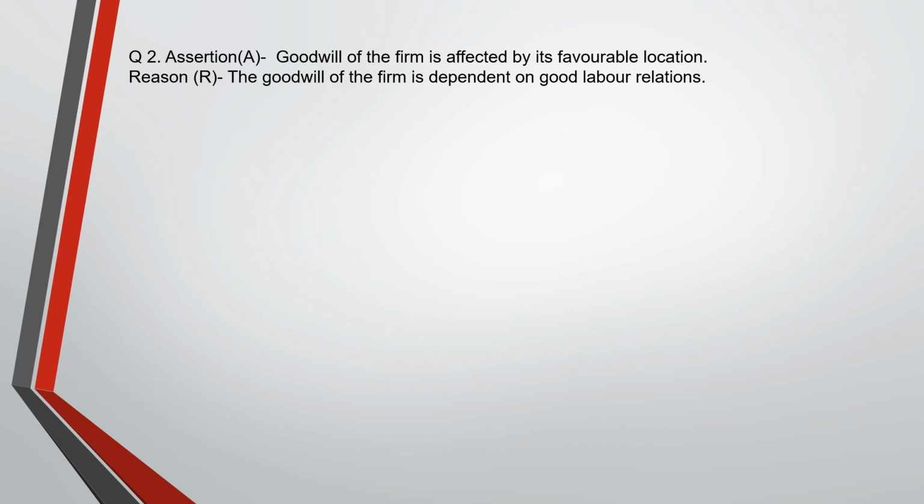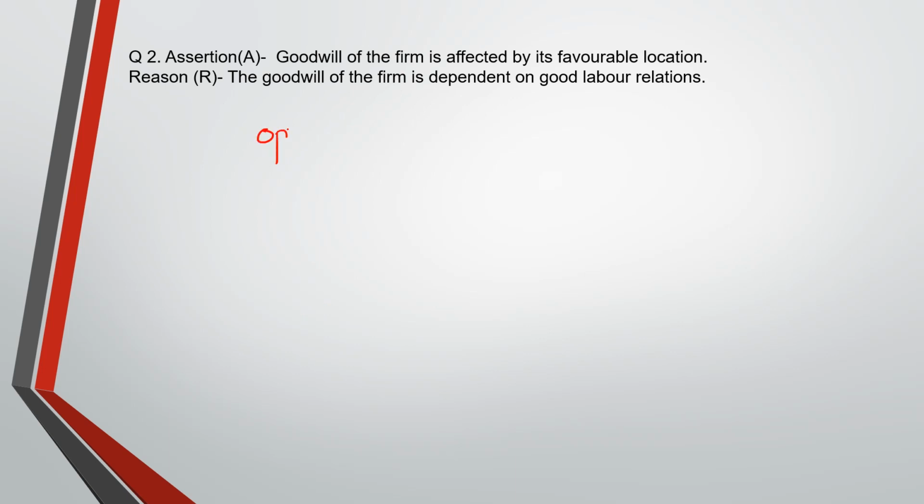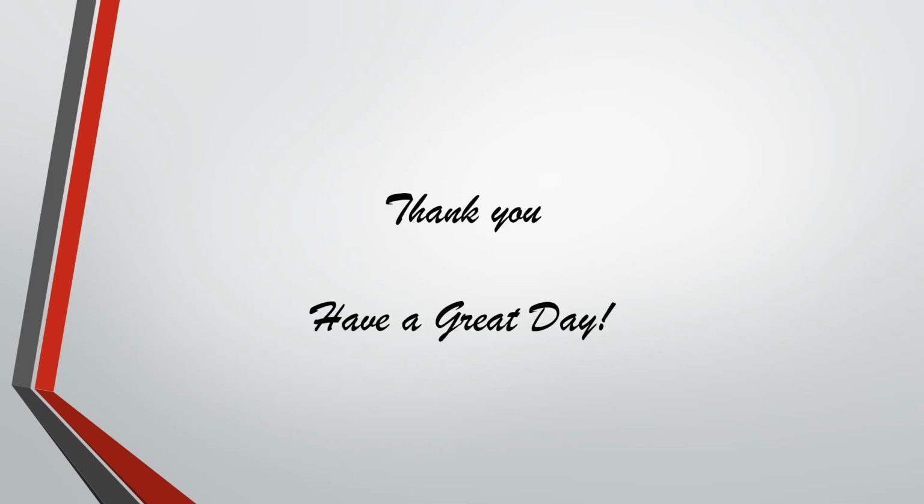Because favorable location is in itself one of the factors affecting goodwill and good labor relation is another factor affecting goodwill. Therefore, the reason given here is not a correct explanation or correct reason for the assertion. And therefore, your assertion and reason independently are correct, but reason is not the correct reason of the assertion. And therefore, answer to this would be option B, where assertion is correct, reason is also independently correct, but reason is not a correct reason of the assertion. So this is how we'll be solving the assertion and reasoning question.